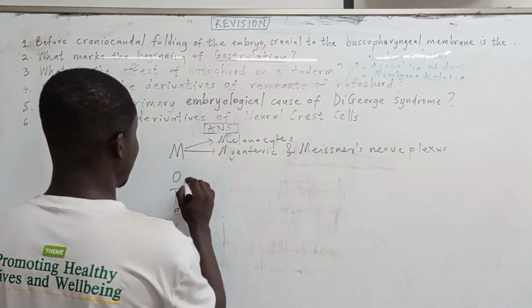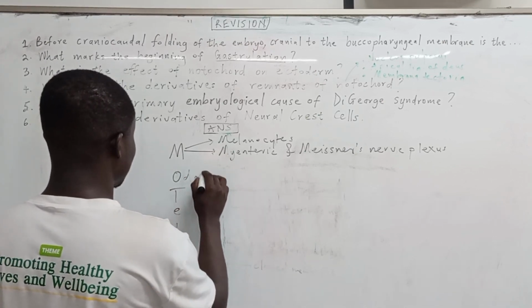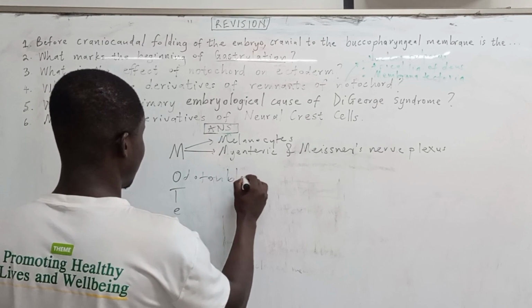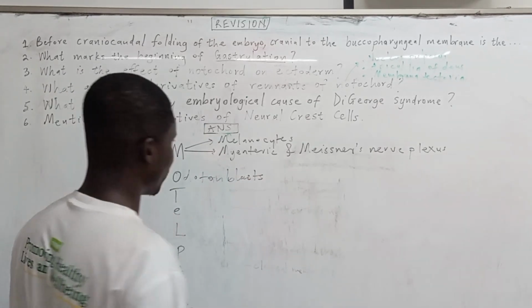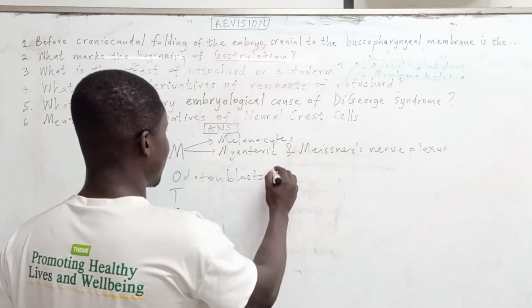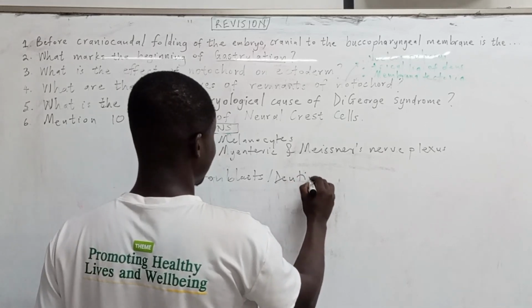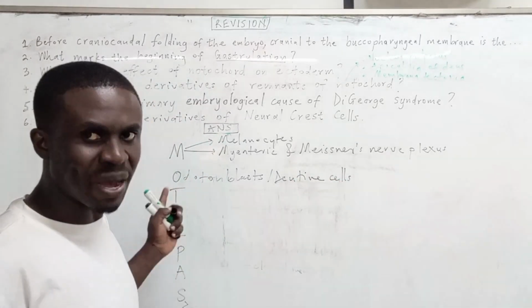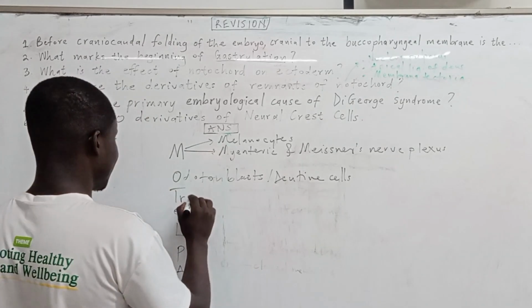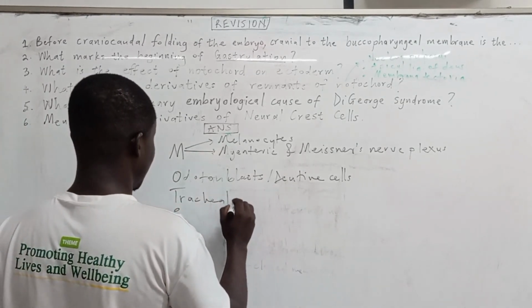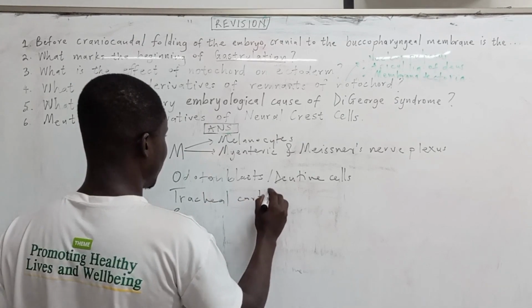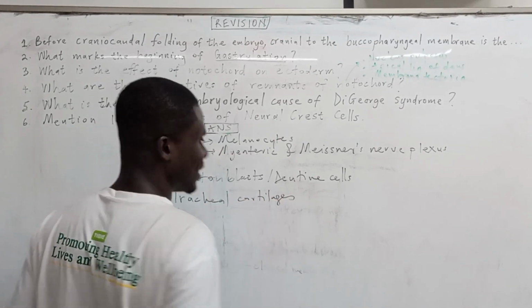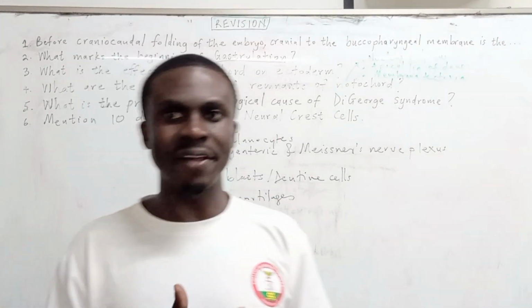Yes, we talked about odontoblasts, or the dentine cells, the cell that will form the dentine. I told you about the T to be the tracheal cartilages, all these C-shaped rings of cartilages in there, we talked about them.